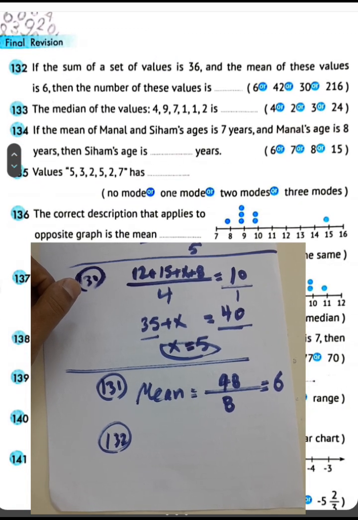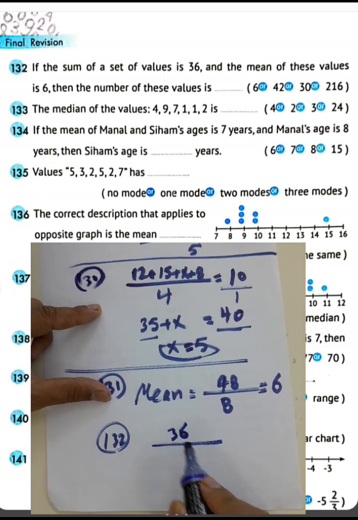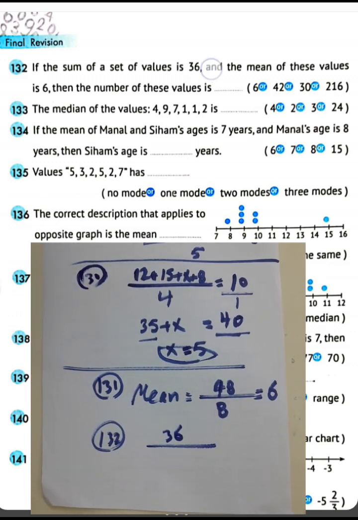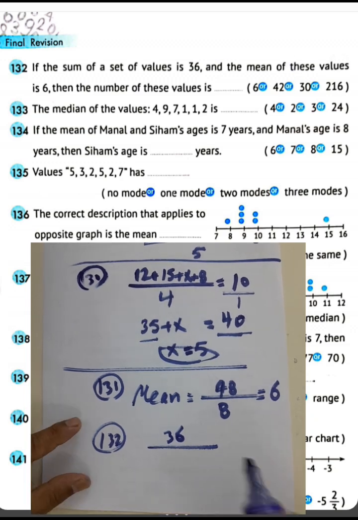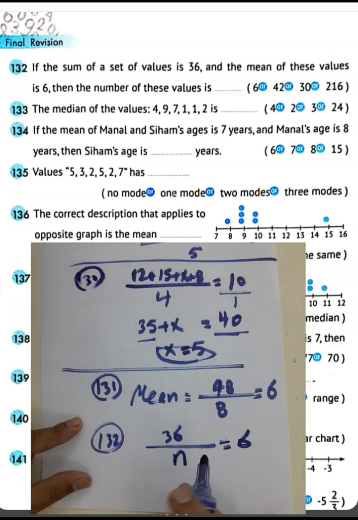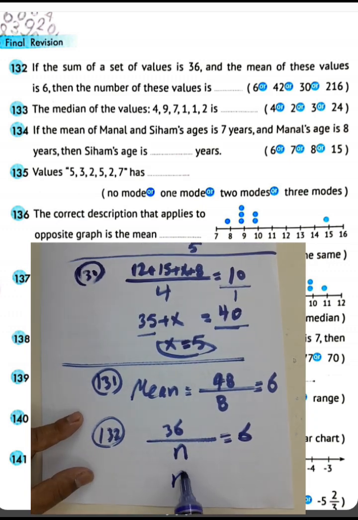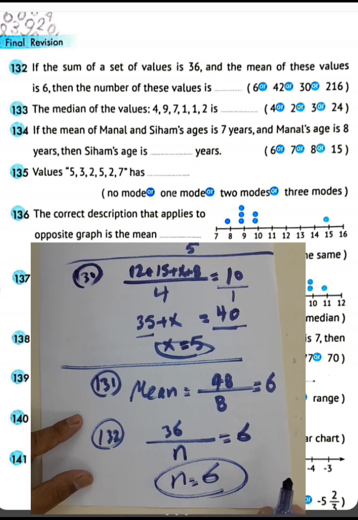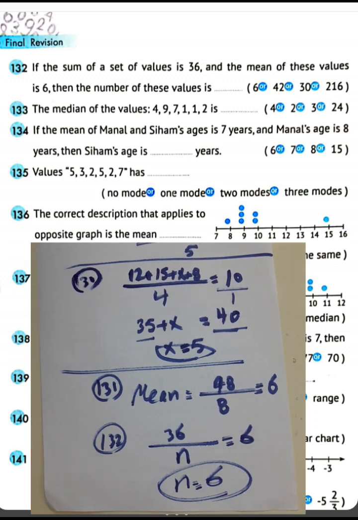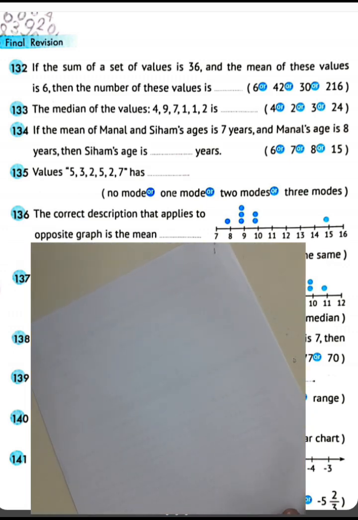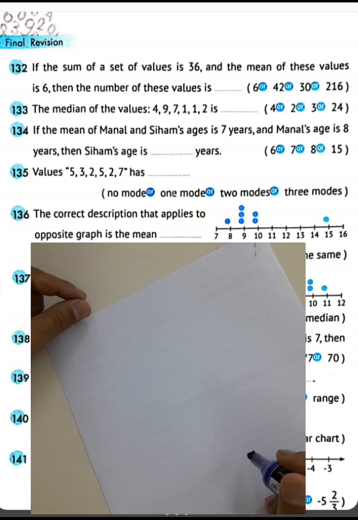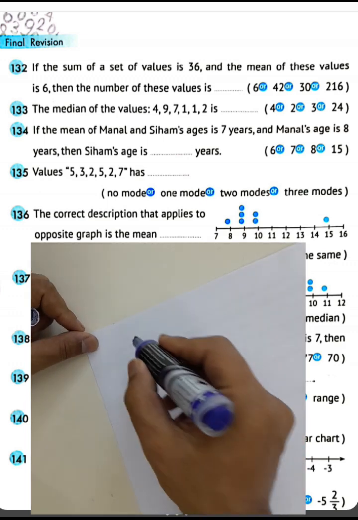If the sum of a set of values is 36, we have the sum, okay? The sum equals 36. Pay attention with me, okay? And the mean of the values equals 6. So we can find the number of the values. 36 divided by 6 equals 6. Then the number will be equal 6. Question 132, the number here will be 6. Next question, 133.